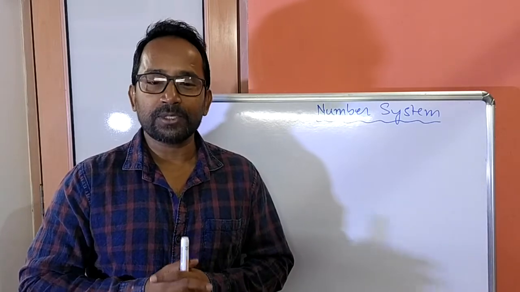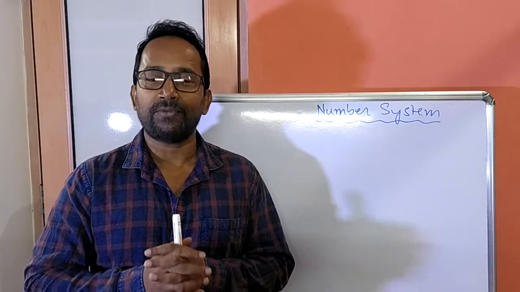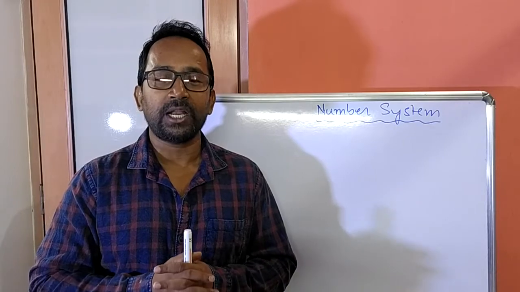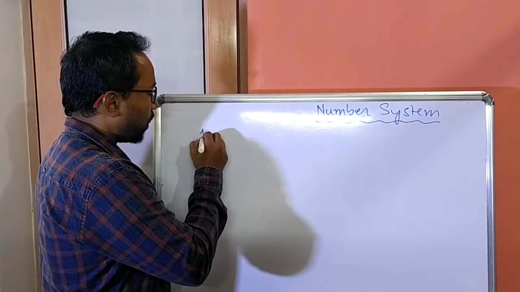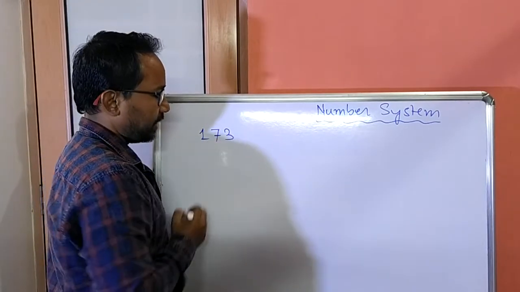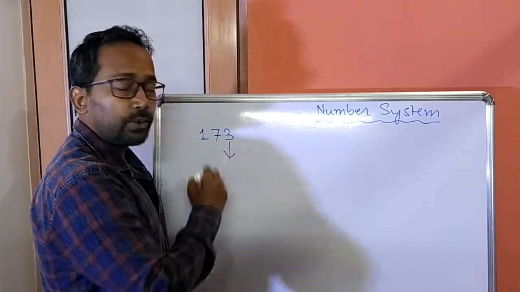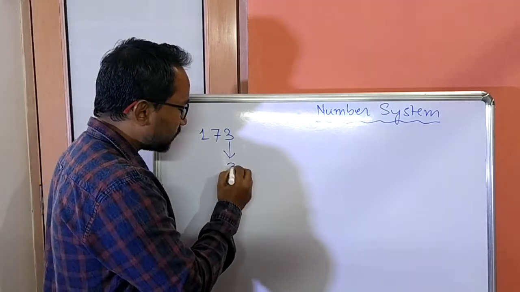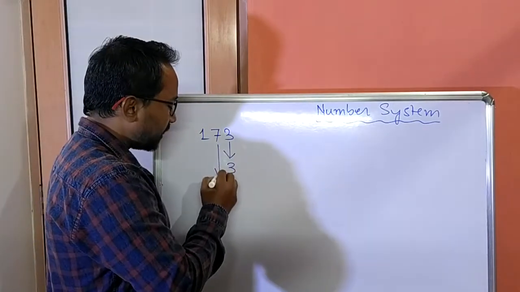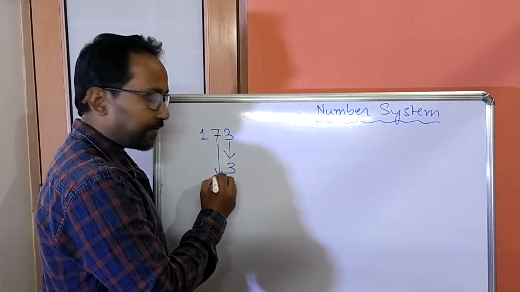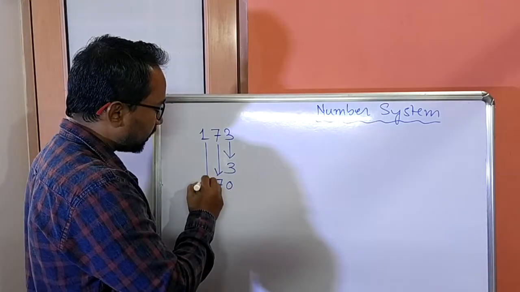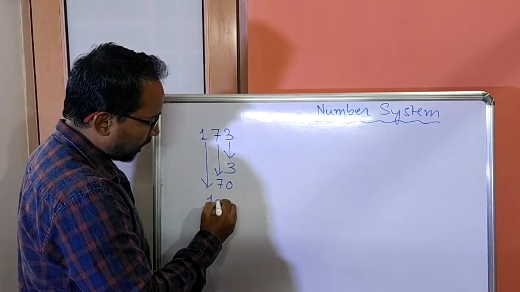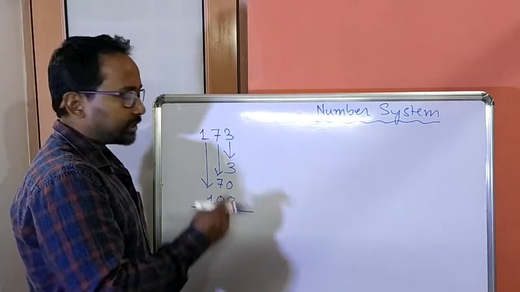Positional number systems are place value number systems in which the value of a number is based on the position and place value of its digits. For instance, 173. This 3 is at the unit position, that means its value is 3. Next number 7 is at the position 10, that means its value is 70. And the first digit position is 100, that means 100. So what is the value of this number?